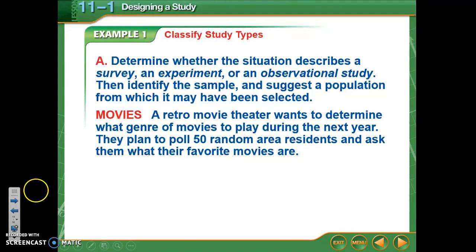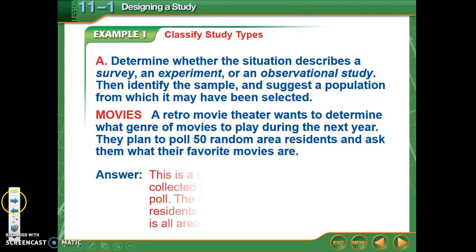All right, so let's practice classifying these study types. Determine whether the situation is a survey, an experiment, or an observational study. Then they want you to identify the sample and suggest a possible population that they might have taken it from. So the first one is movies. A retro movie theater wants to determine what genre of movies to play in the next year. They plan to poll 50 random area residents and ask them what their favorite movies are.